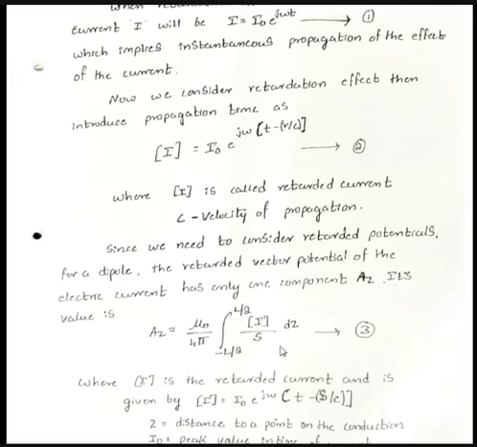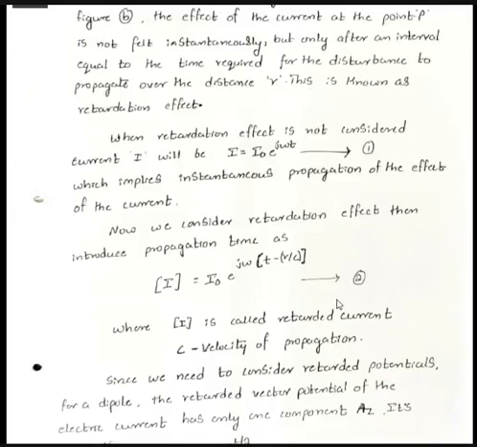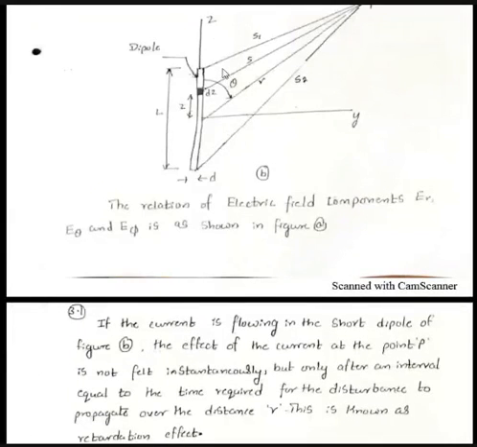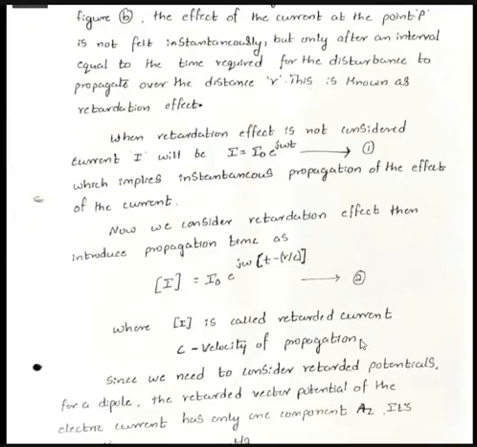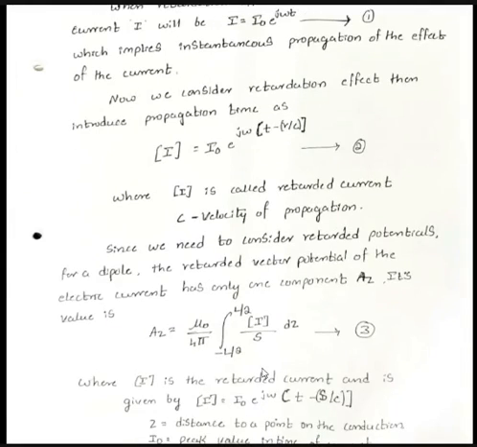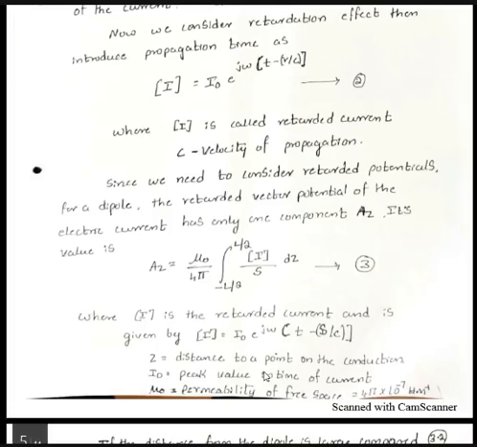Since we need to consider retarded potentials for a dipole, the retarded vector potential of the electric current has only one component in this case, in the direction of z, so Az is considered. The value of Az is mu naught divided by 4 pi, integrated from minus L by 2 to plus L by 2, of bracket I divided by S dz, where the bracket I is the retarded current, given by I naught e raised to j omega into (t minus s divided by c).